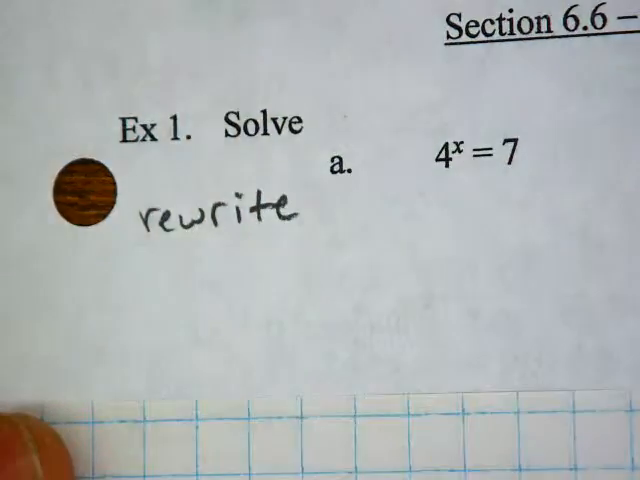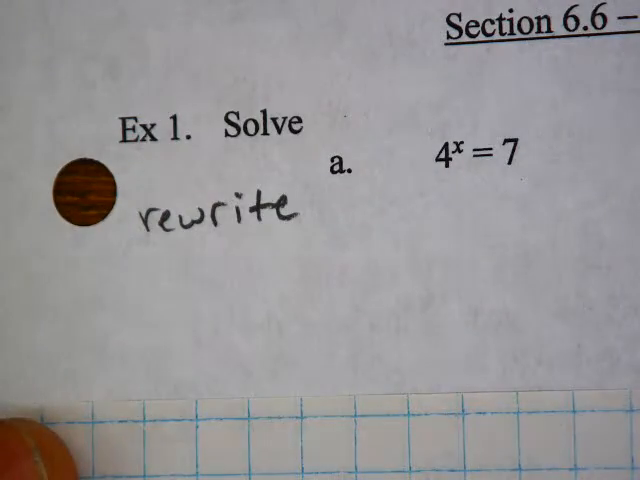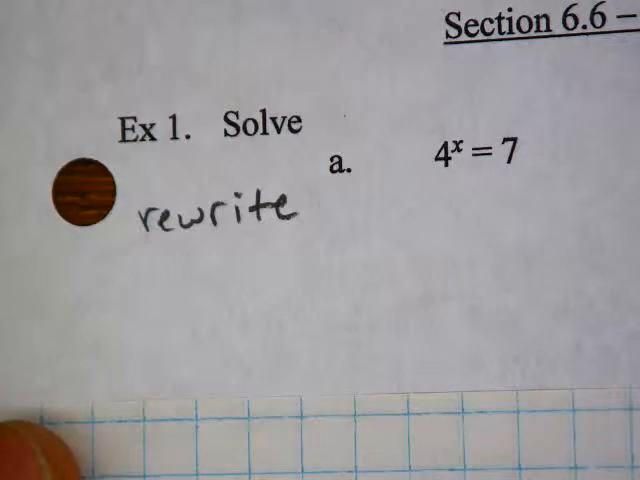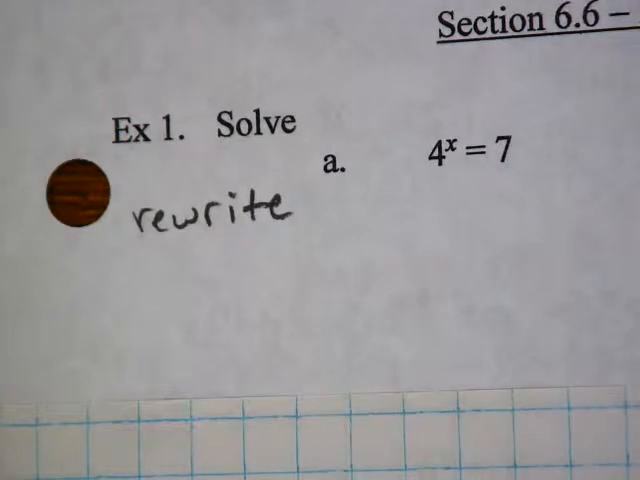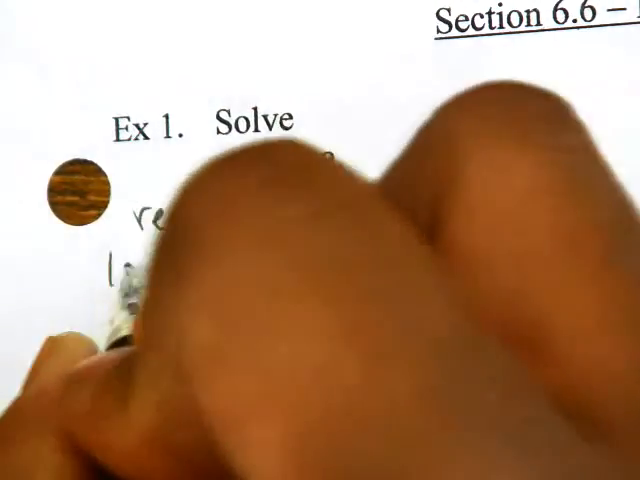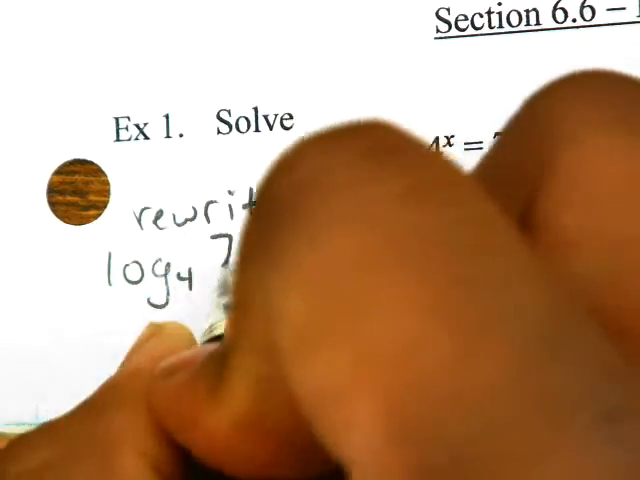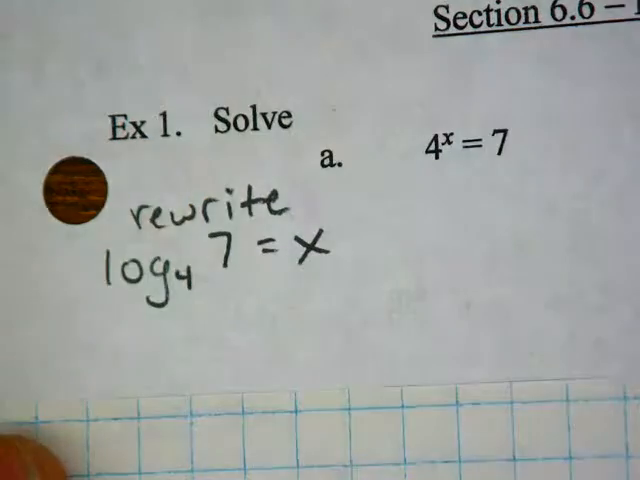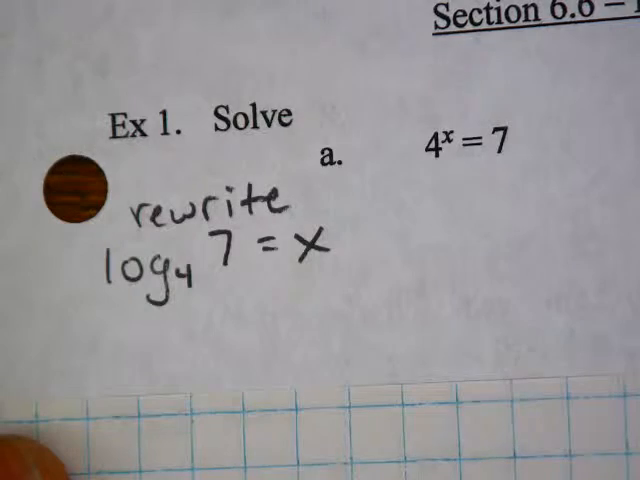We rewrote it into what form? Log form. This is clearly exponential form. We should rewrite it in log form. So, what is that? Log base 4 of 7 equals x, right? So that's how you rewrite it to log form.